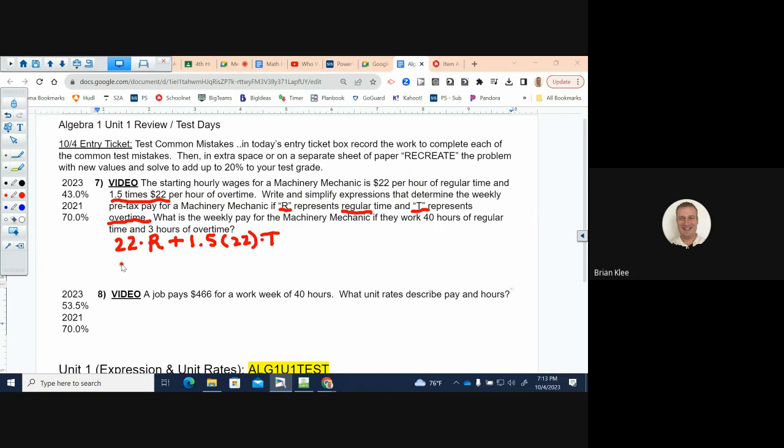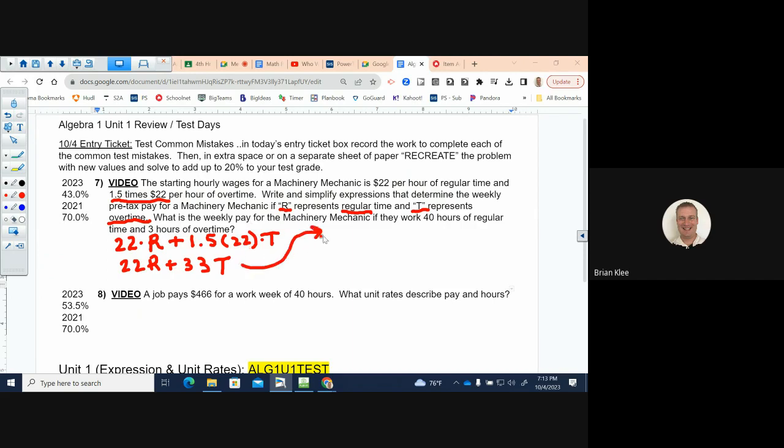Oh, we can simplify that a little bit. We can rewrite it as 22 times R, or 22R, and then 1.5 times 22. If you grab your calculator, that comes out to 33. The mental math's not crazy hard there. Half of 22 is 11. 22 plus 11 is 33 times T, and it's implied you're multiplying by T. So those are the two main ways we could write that expression.